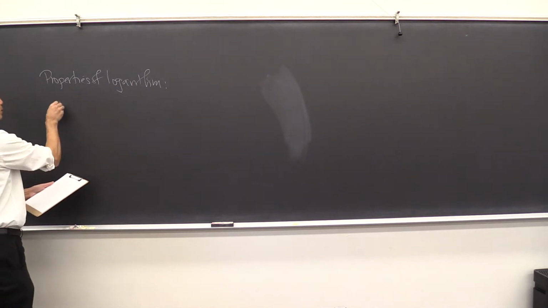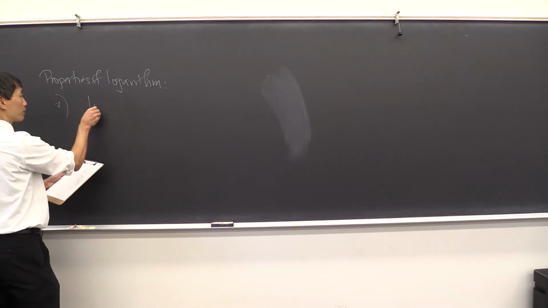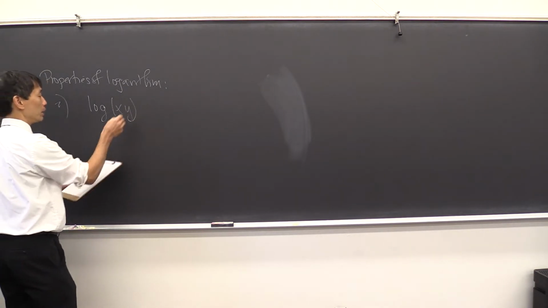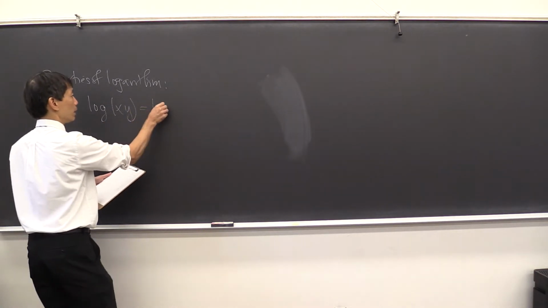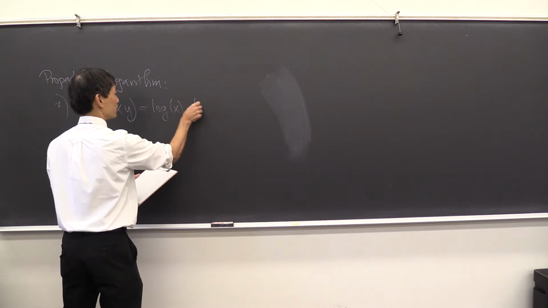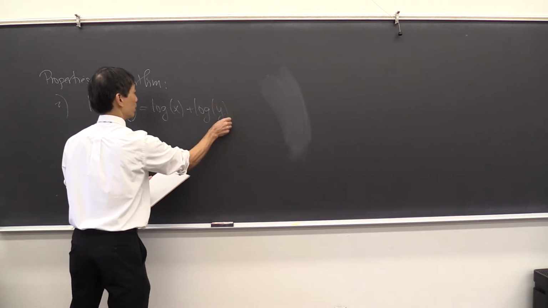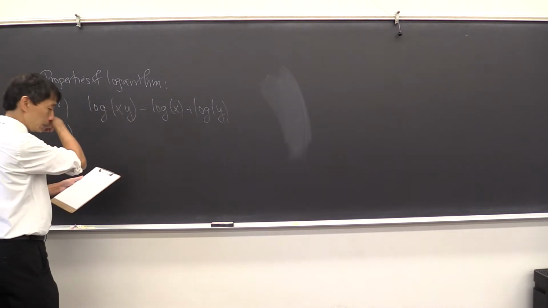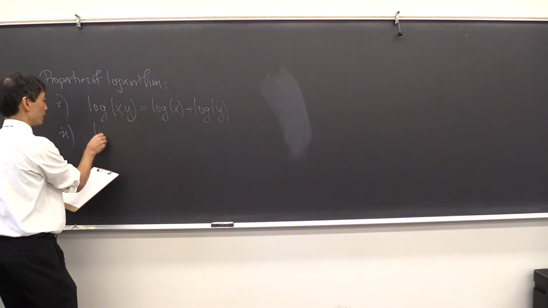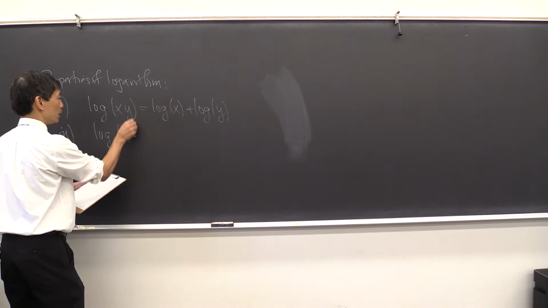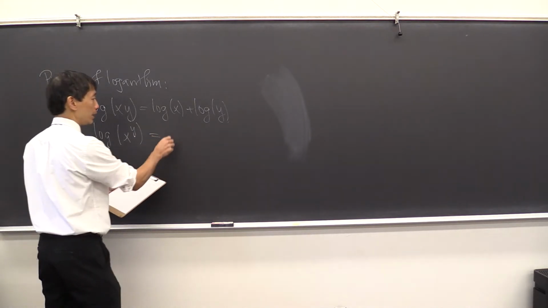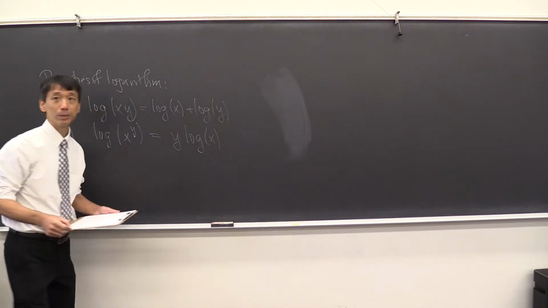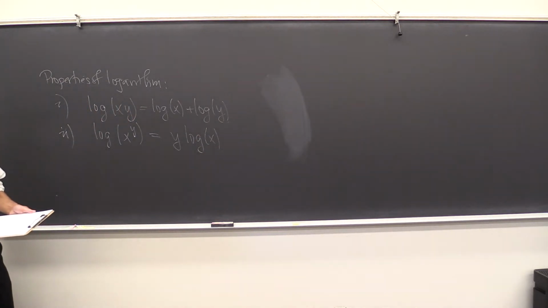So properties of the log, right? There's this first property that when you take the log of a product, you can just take the sum of the logs, right? And if you take the log of x to a power, that turns out to be that power times the log. Okay.